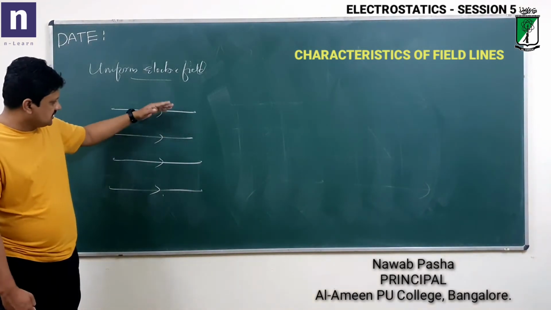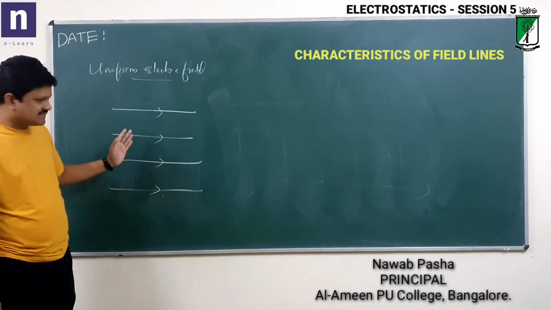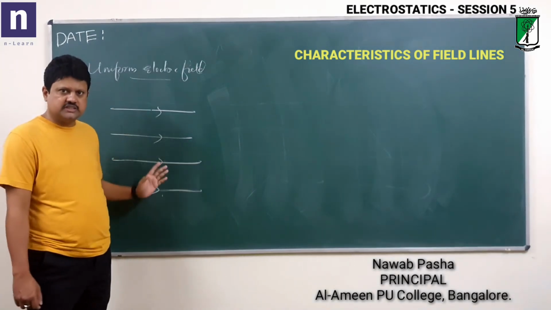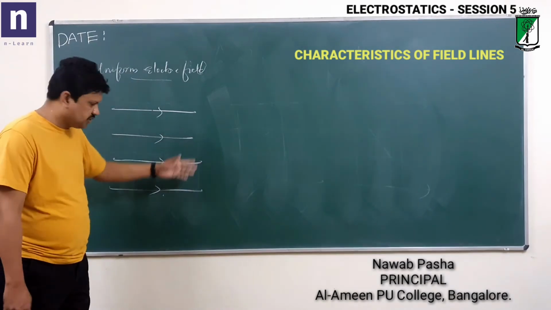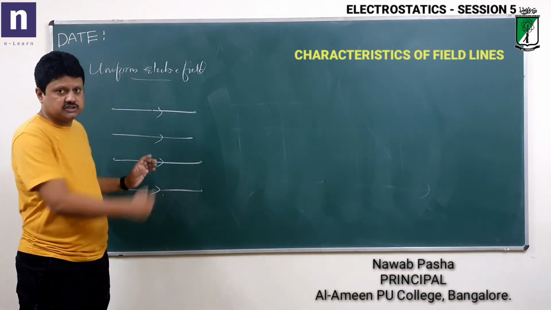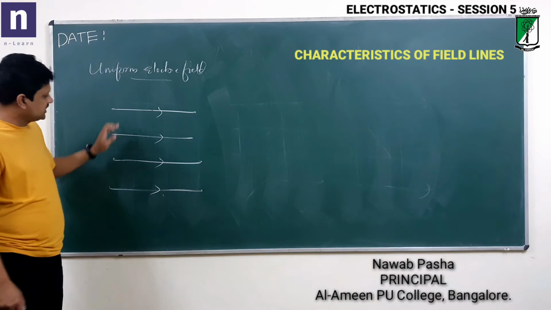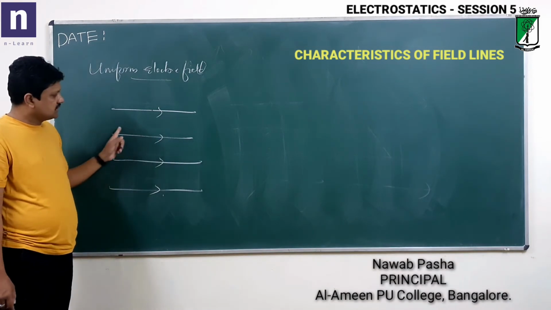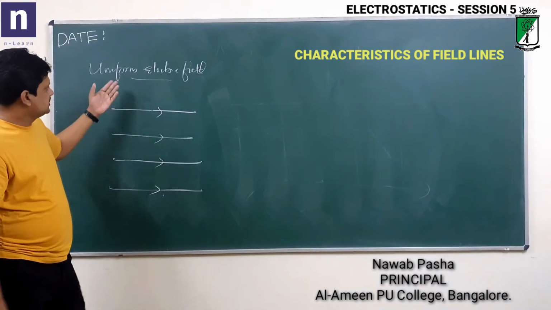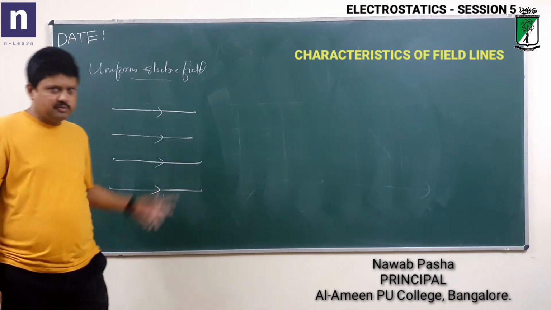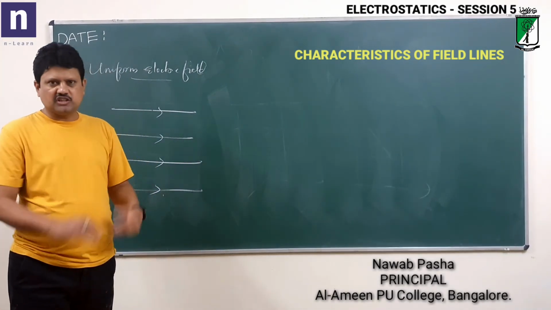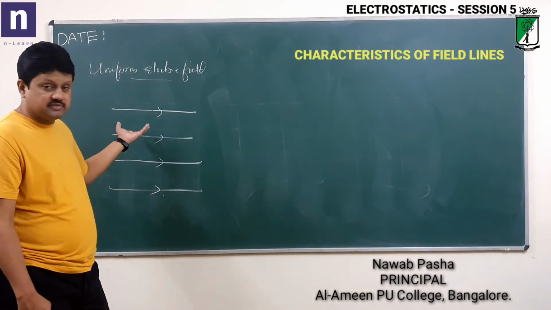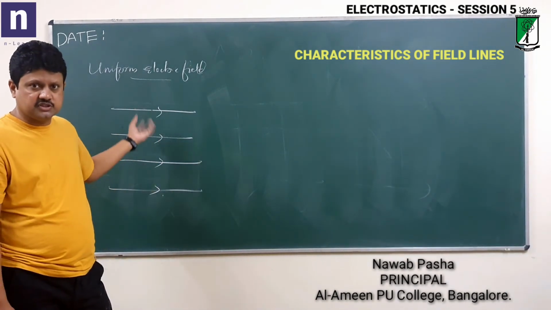As they are equidistant, the line density through any unit area normal to it will be constant at every point, and also it has a common direction. That's a uniform electric field. The strength is the same at every point and also the direction is the same. Most often we will be using this kind of electric field for all our different concepts to understand, because this is the easiest situation.